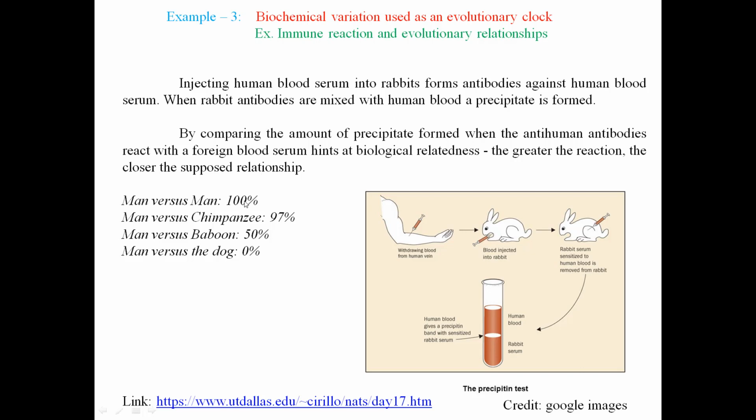So man versus man, that will be 100%. Man versus chimpanzee, 97%. Man versus baboon, 50%. Man versus dog, 0%.